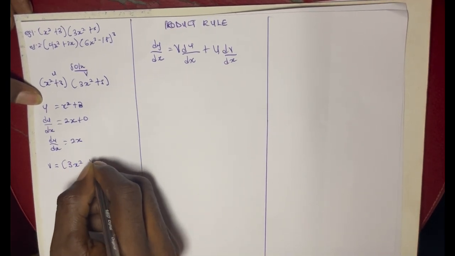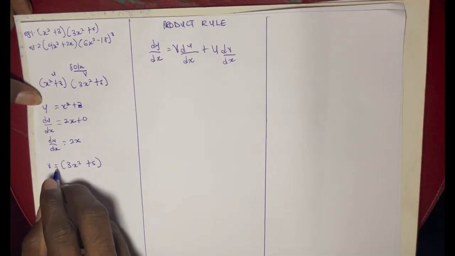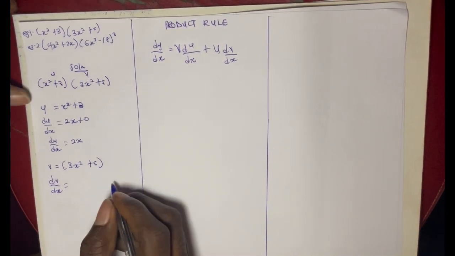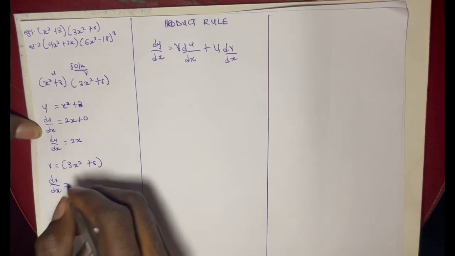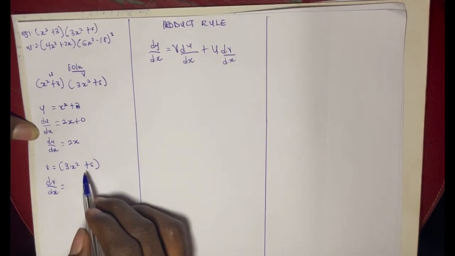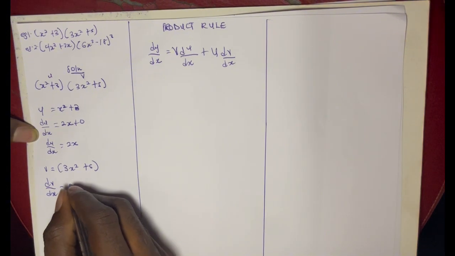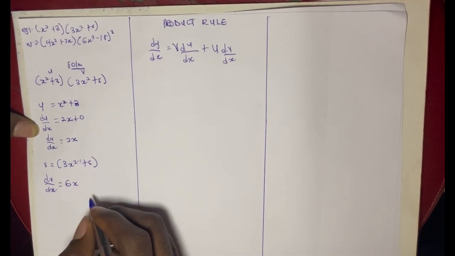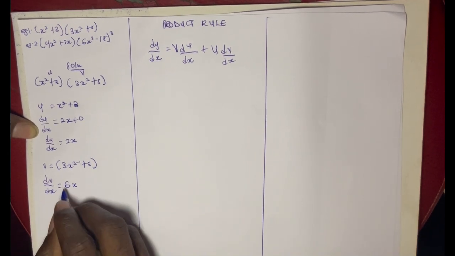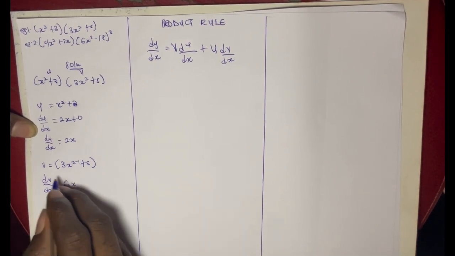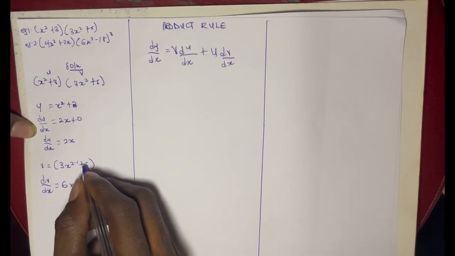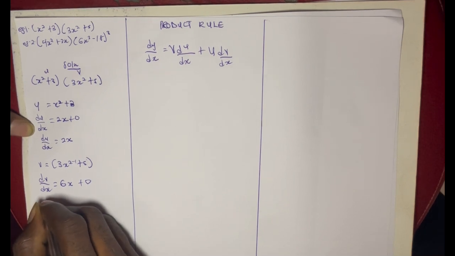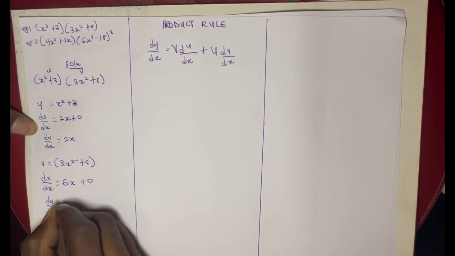Now v is equal to 3x squared plus 5. You are going to differentiate v with respect to x, so dv/dx. If you differentiate 3x squared, the 2 multiplies the 3 and you get 6. You bring your x and deduct 1 from the exponent, which gives you 1. So 6x to the power 1 is the same as 6x. A number with no variable is 0, so plus 0. You get dv/dx is equal to 6x.